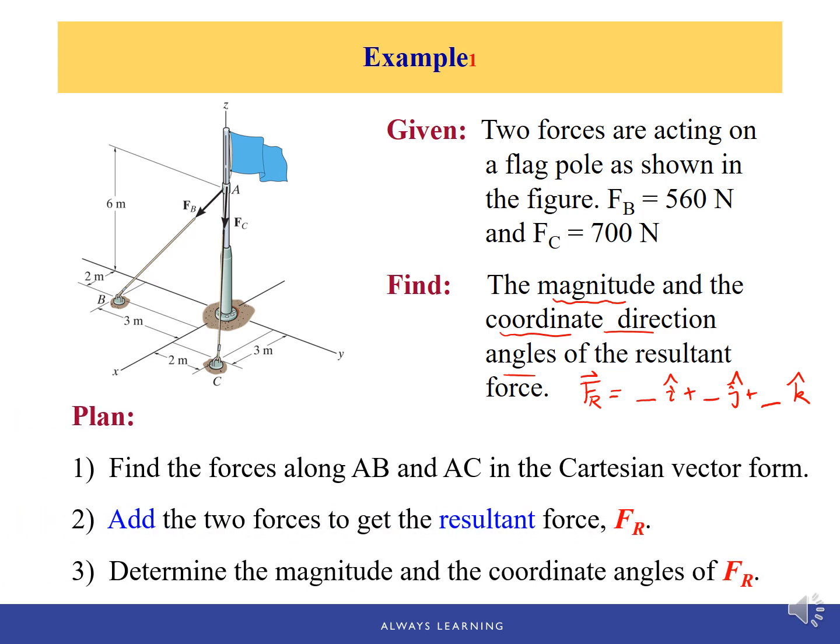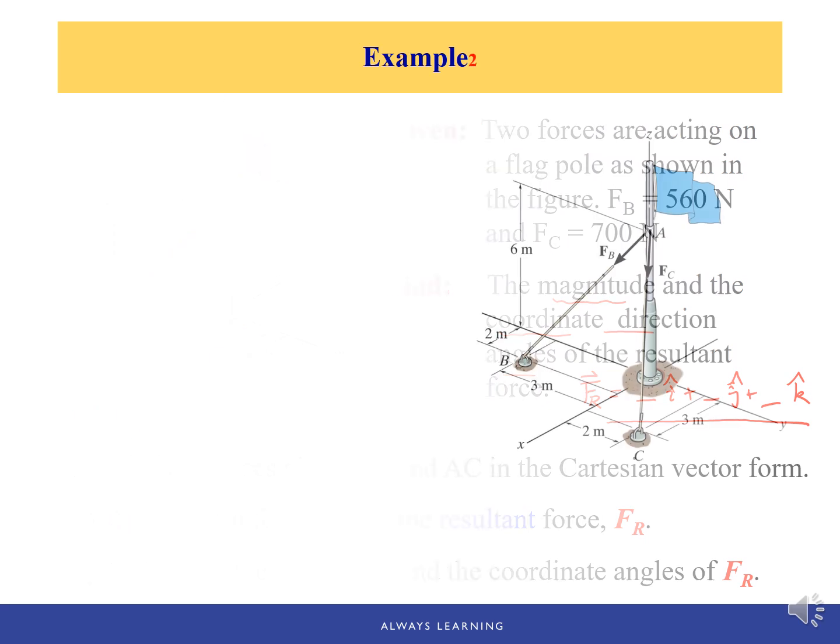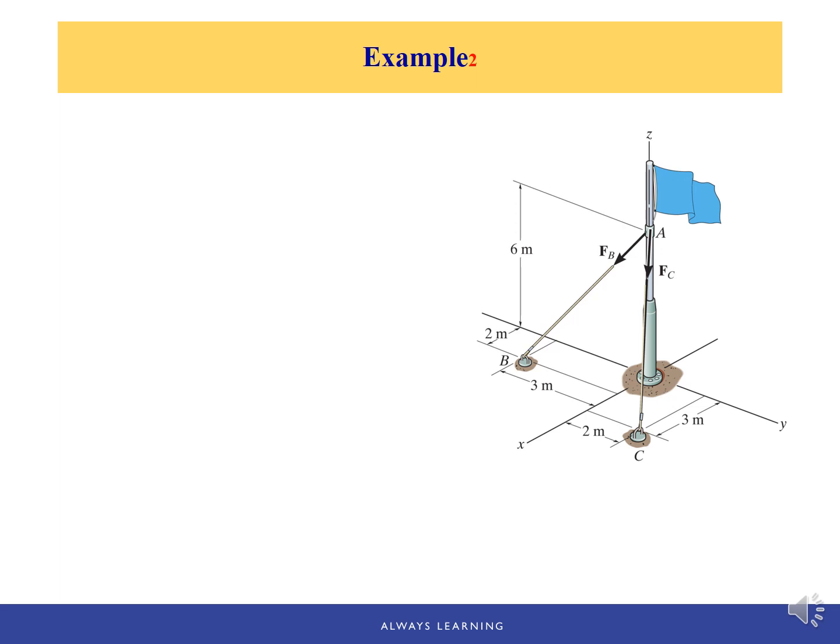So the overall plan is to find the forces along AB and AC in Cartesian vector form, because when we add them together, the resultant force will be shown in Cartesian vector form directly as well. And then we add them together. From there, we can determine the magnitude and the coordinate angles of FR. So the first step is to find one position vector along FB and one position vector along FC.